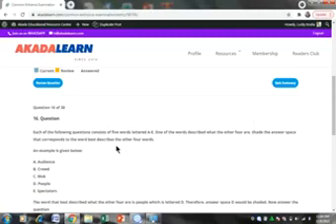It reads, each of the following consists of words lettered A to E. One of the words describes what the other words are. Shade the answer space that corresponds with the word that describes the other 4 words. In English language, we call such words a common noun. So we are looking for the common noun among these words.